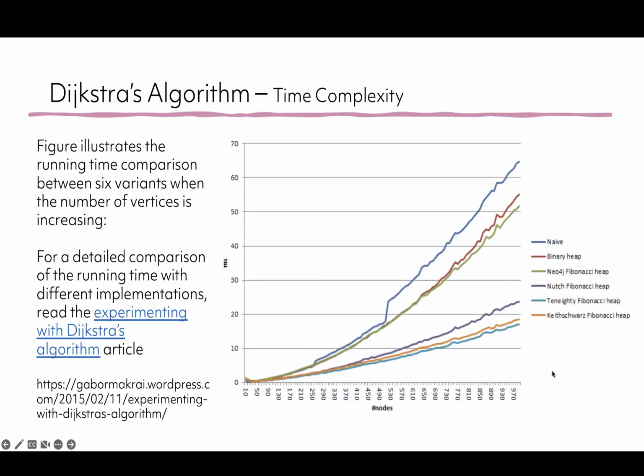This is the graph that illustrates the running time comparison between 6 variants when the number of vertices is increased. For more detail about the comparison of running time, you can go to this source and read the article.